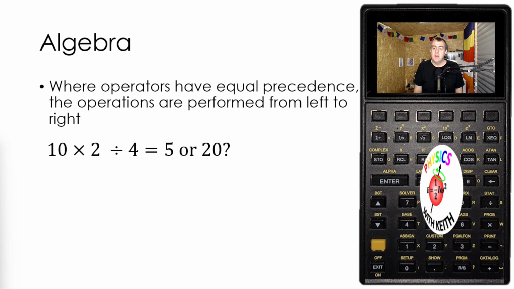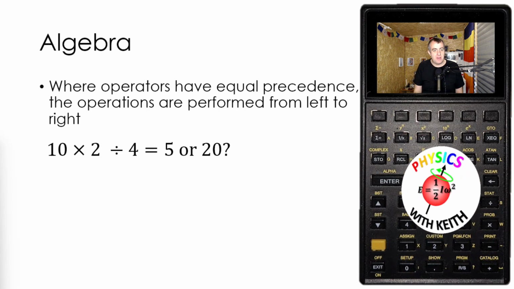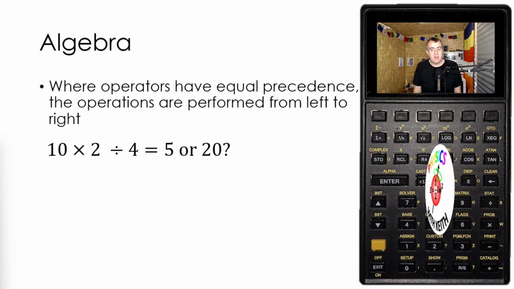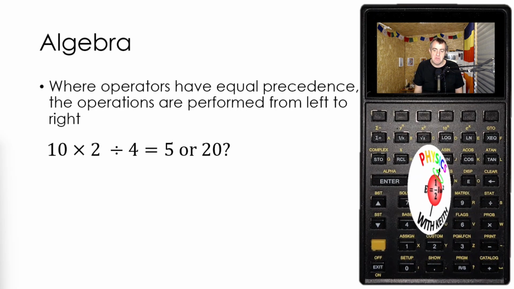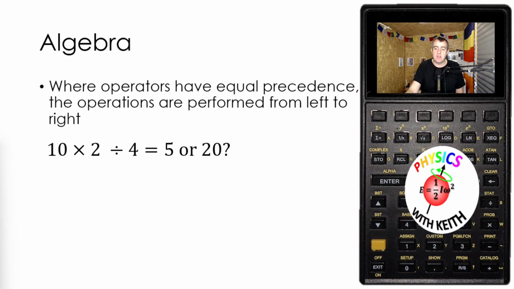So here's another one, 10 times 2 divided by 4. Some people will be shouting at their screen, saying it's 5. Some people will be shouting at their screen, saying it's 20. Take a moment to decide for yourself. Is it 5 or 20? Again, there is a correct answer.